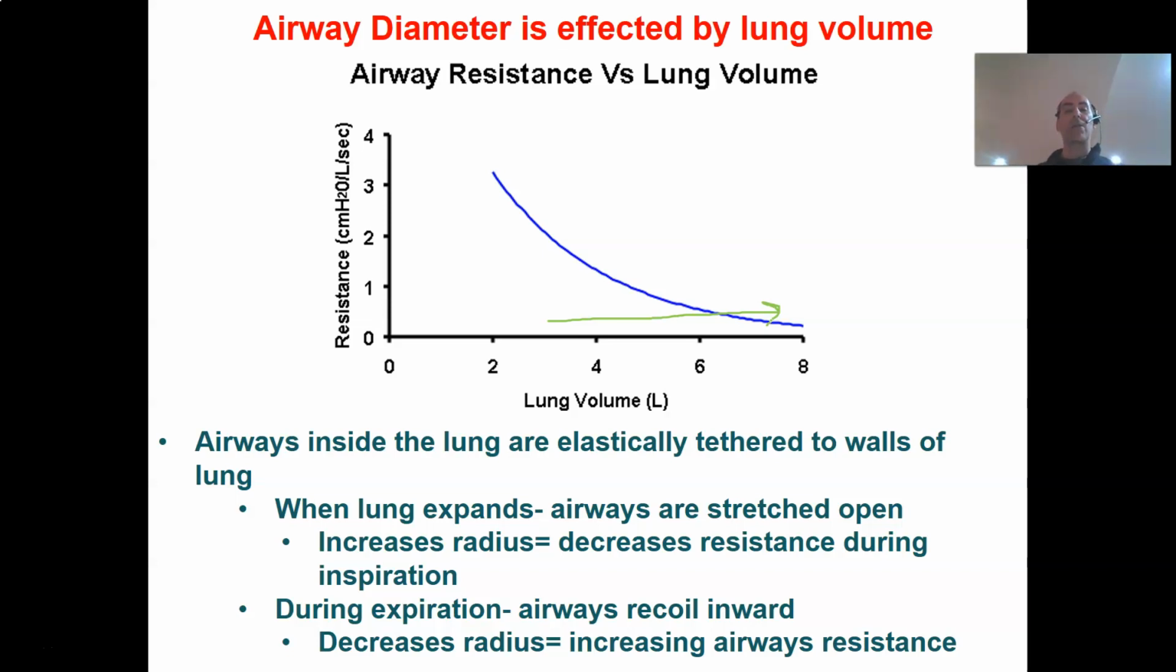Airways inside the lung are elastically tethered to walls of the lung. When the lungs expand, airways are stretched open. Increases the radius, which equals a decreased resistance during inspiration. During expiration, airways recoil inward, because they have elastic capabilities too. Decreases the radius, increasing airway resistance. So this goes back to something we've already learned when we were talking about emphysema.